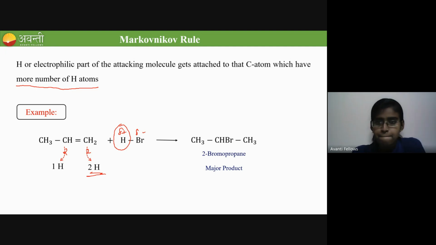Okay. Got it? So, in case of unsymmetrical alkenes, you add the positive part of the molecule to the alkene carbon which has more number of hydrogen atoms. So, you don't have to get confused with the mechanism and all. Just for the understanding purpose, I have taught you the mechanism. But if you are asked in the exam to find out the product from the given reactants, just follow this Markovnikov rule.